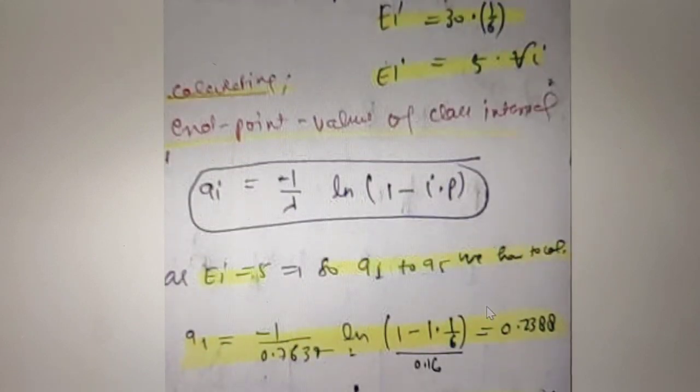So here we have to find the values of the interval endpoints: a1, a2, a3, a4 and a5. For the first interval, a1, if we put the value of lambda as 0.7634 in minus 1 upon lambda ln of 1 minus i into p, where i is 1 and p is 1 by 6, this gives us the value 0.2388.